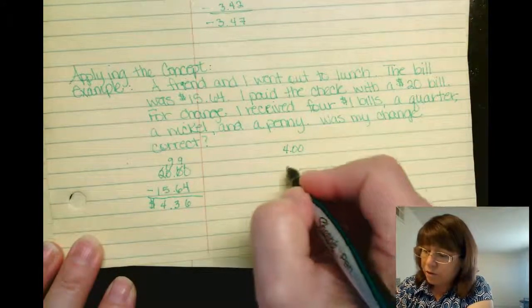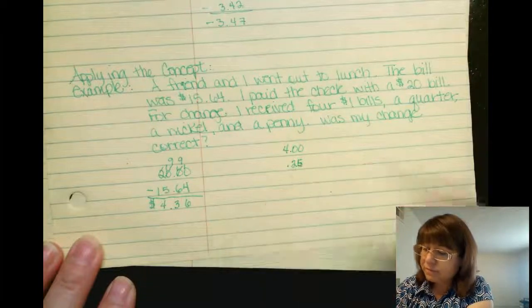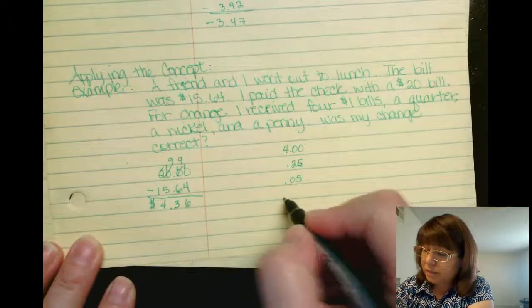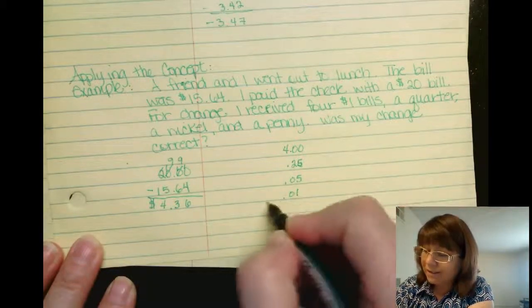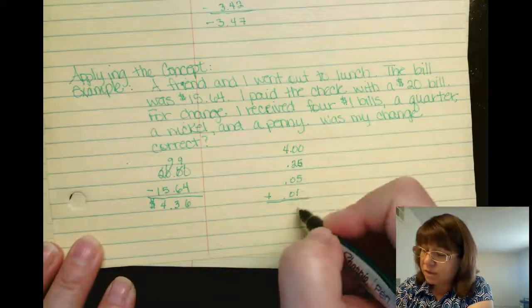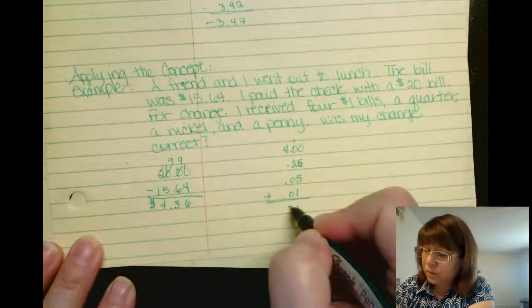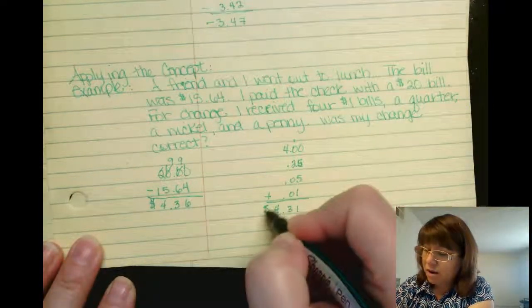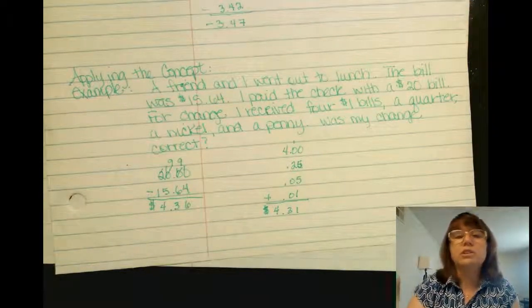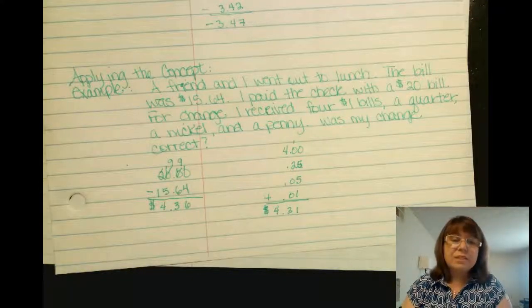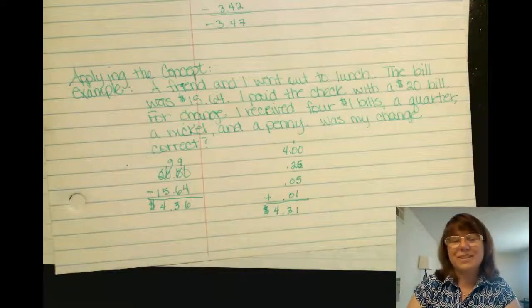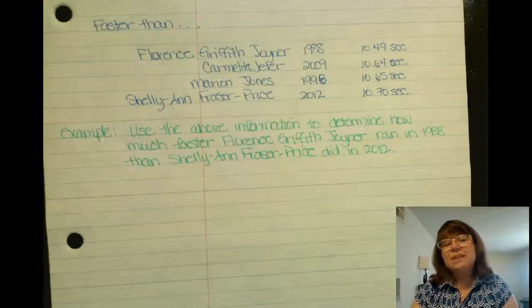I received a quarter, that's 25 cents. I received a nickel, 0.05, and 1 penny, 0.01. Add them all up. I have 5 plus 5 plus 1 is 11. 1 plus 2 is 3. And bring down the 4. I did not receive the right change, or we didn't receive the right change. We should have gotten one more nickel. So this is where you might want to check every time you get some change to see if indeed it was correct. So let's try one more example.